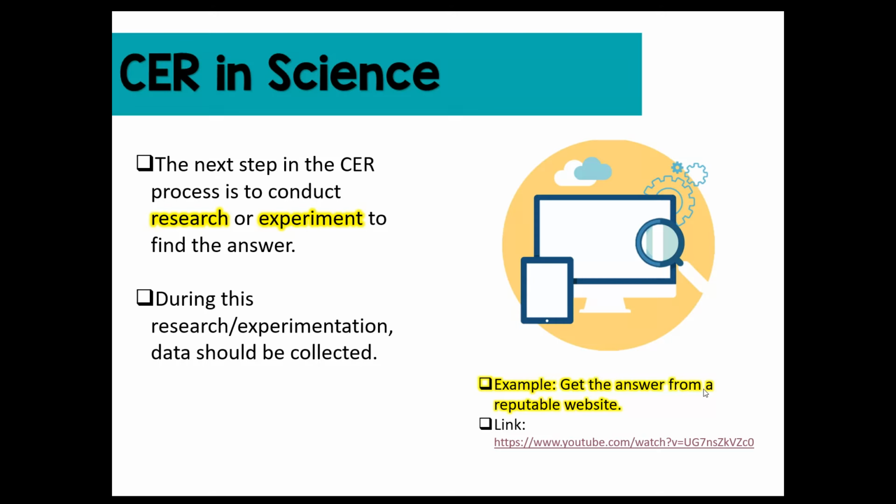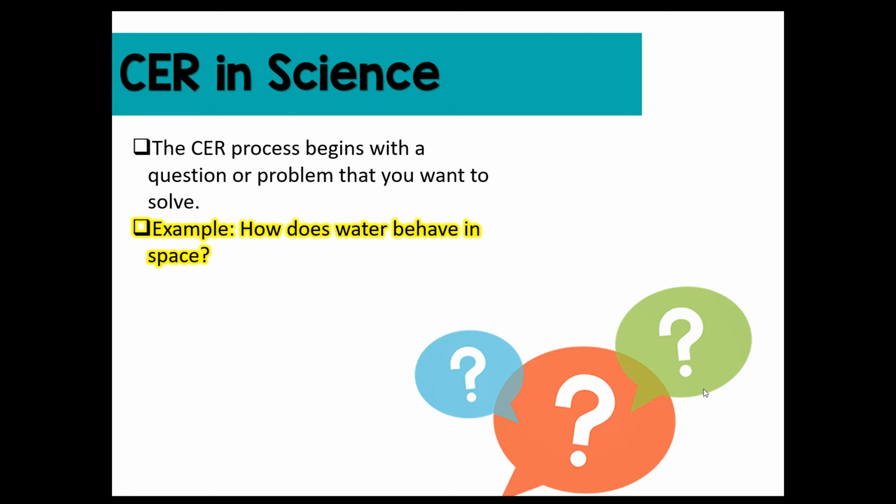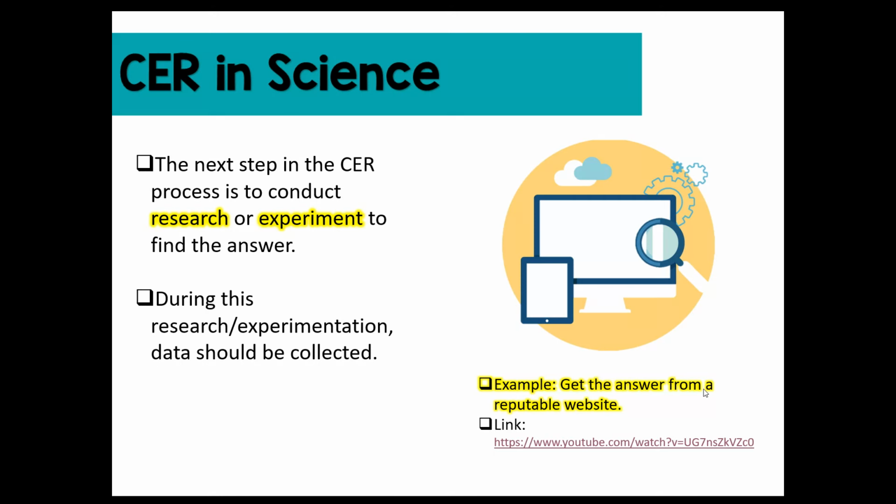All right, if you've watched that video, you know what happens to water in outer space. The video provides evidence and reasoning behind that phenomenon. If I were using this question to create a CER framework answer, I, of course, start with the question: how does water behave in space? The next step is to research or experiment. I did research by going to the internet, going to YouTube. I found an experiment that another scientist did, and I'm just using their data, which is acceptable as long as it's from a reputable source.